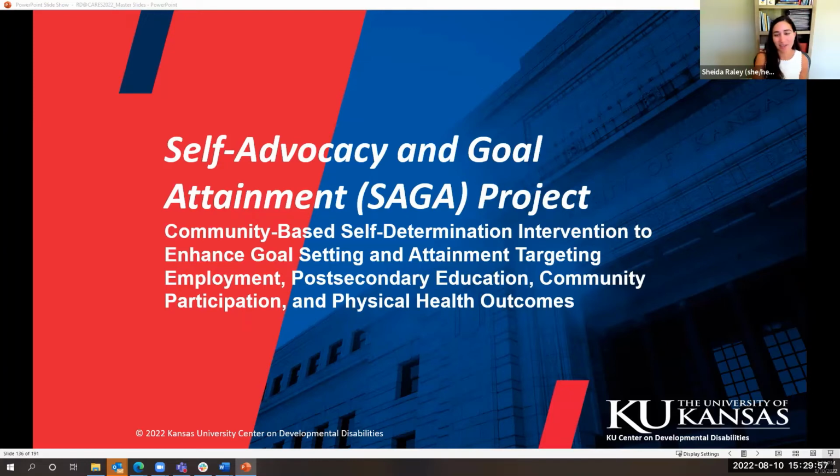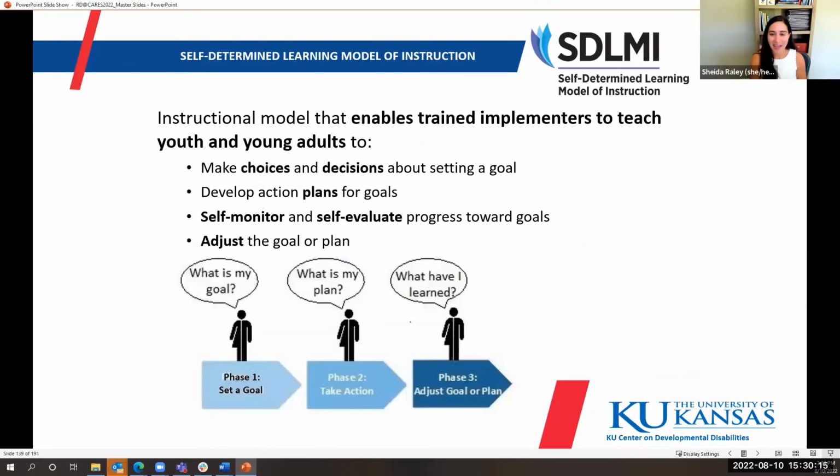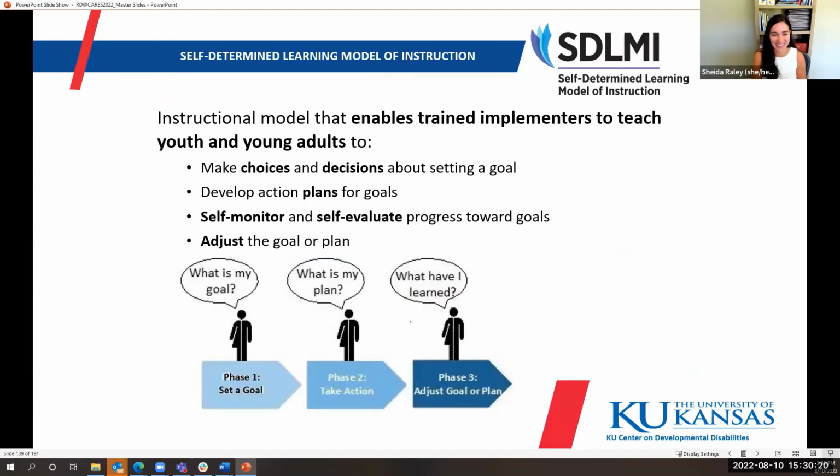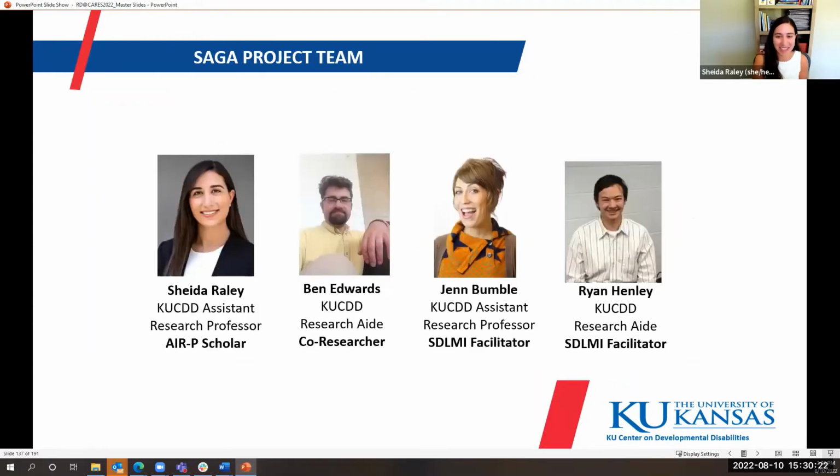This ARP Scholars Project is called the Self-Advocacy and Goal Attainment Project, the Saga project. It's focused on implementing a self-determination intervention in community-based settings with autistic youth and adolescents. Next slide. This is a quick presentation of our Saga project team. So that's me as the ARP scholar, my co-researcher, Ben Edwards, who is a researcher at our center, Dr. Bumble, who you saw in the first presentation, and Ryan Henley, who is a research aide on our project.